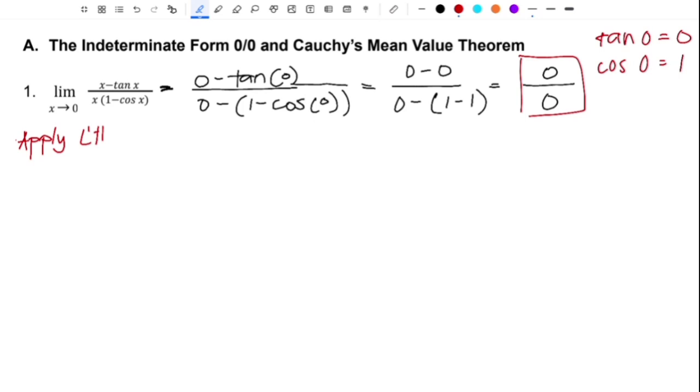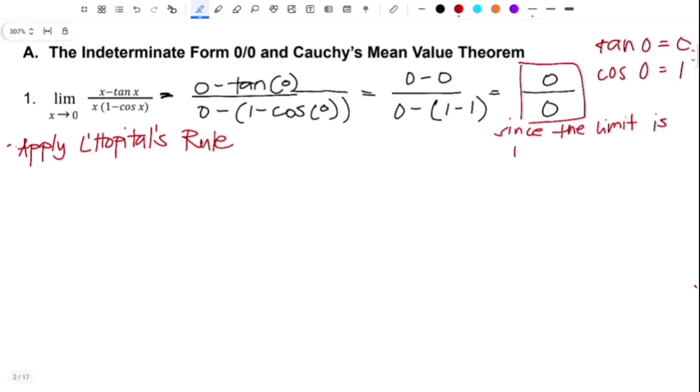Since the limit is indeterminate, we apply the L'Hopital's rule. Okay, let's proceed in applying the L'Hopital's rule.